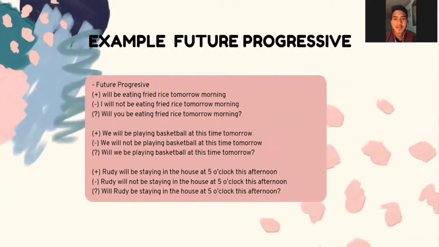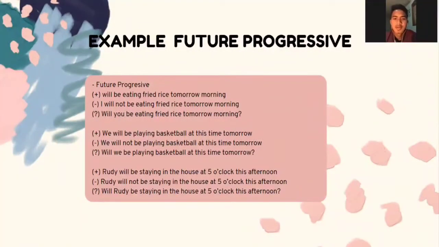Future progressive. Example. Positive. I will be eating fried rice tomorrow morning. Negative. I will not be eating fried rice tomorrow morning. Interrogative. Will you be eating fried rice tomorrow morning? Positive. We will be playing basketball at this time tomorrow. Negative. We will not be playing basketball at this time tomorrow. Interrogative. Will we be playing basketball at this time tomorrow?